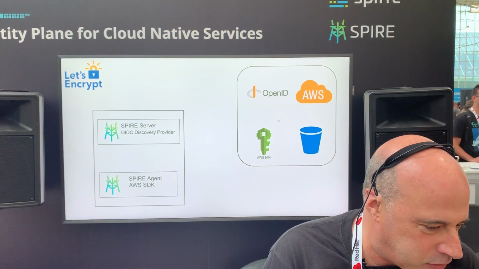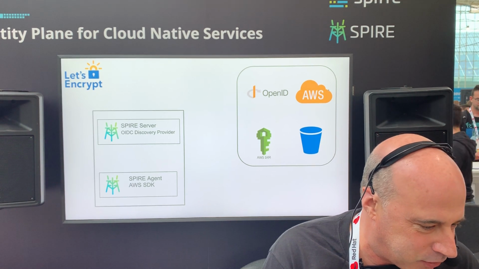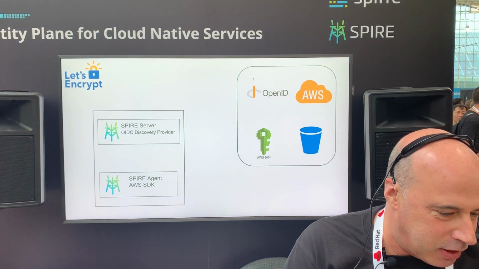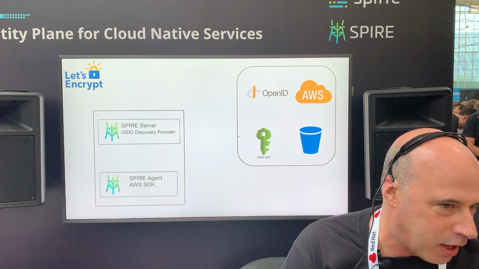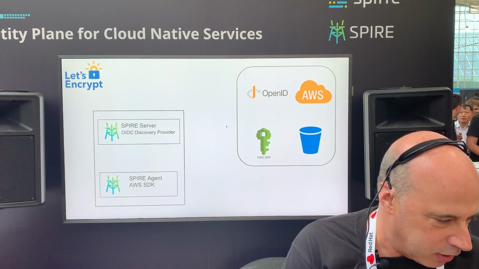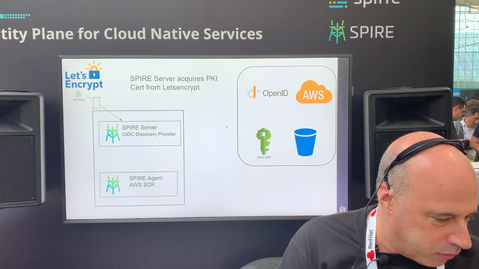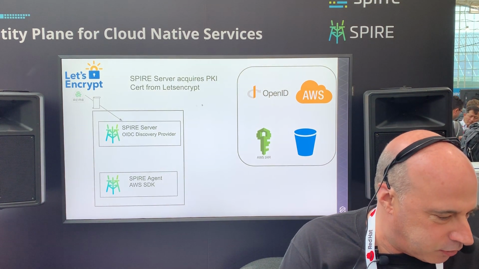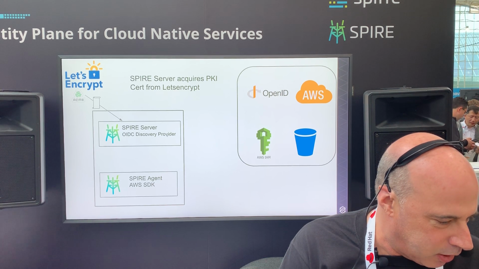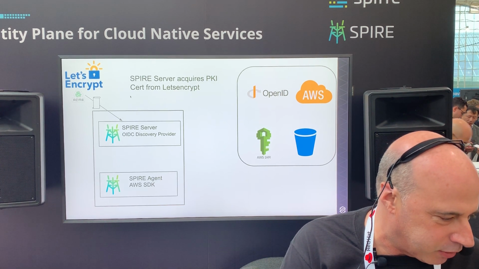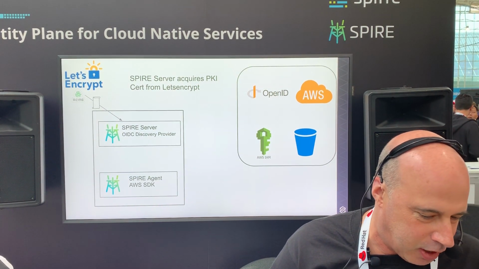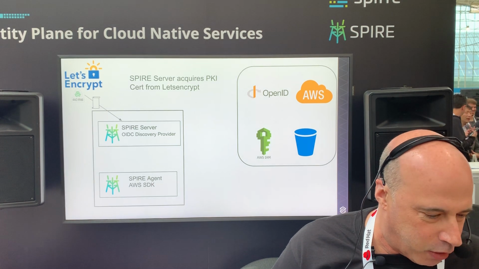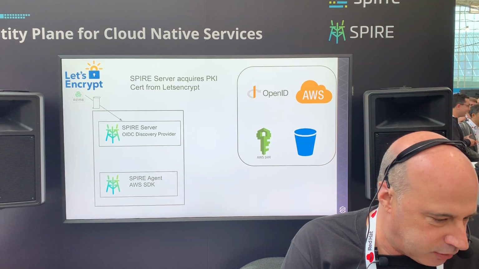And then we're going to talk to things that are running in AWS: the OpenID web identity provider system, the IAM system, an S3 bucket, and also an RDS database, which isn't shown here. So the first thing that happens is the OIDC discovery provider gets a certificate from Let's Encrypt in order to just use general PKI for HTTPS on a URL that we've given it. I'll show you that in a sec in the demo.